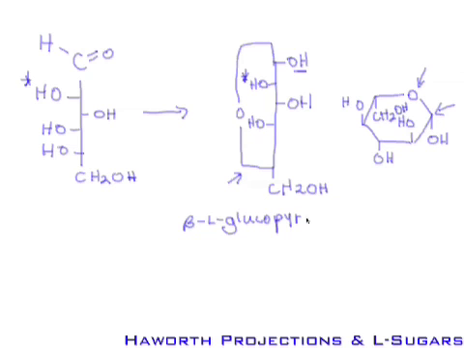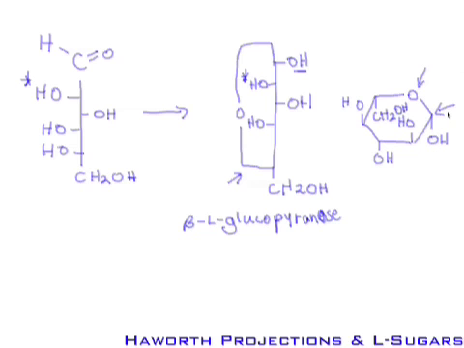Now, in a D sugar, beta was up. But notice in an L sugar, beta is down. To be opposite the reference oxygen, the OH has to be down. Okay? So beta is down and alpha is up for an L sugar. And that's reversed in a D sugar. In a D sugar, the alpha is down and the beta is up.